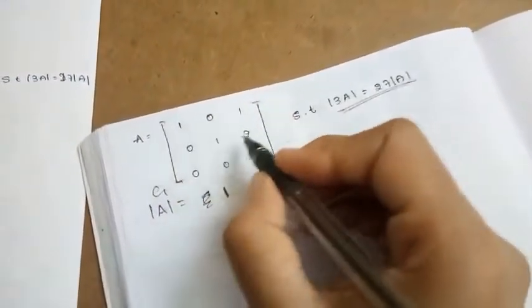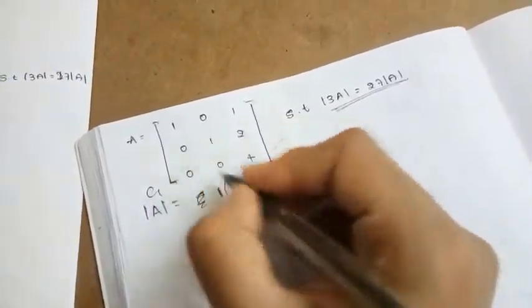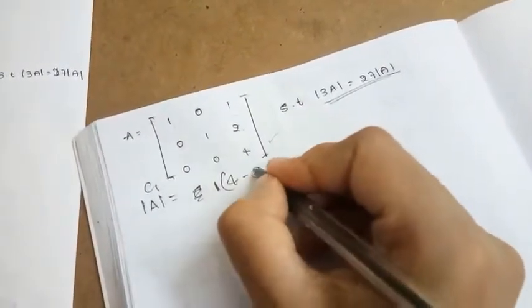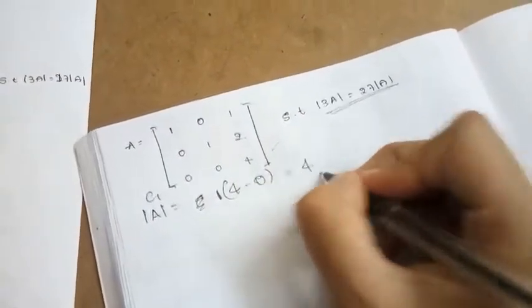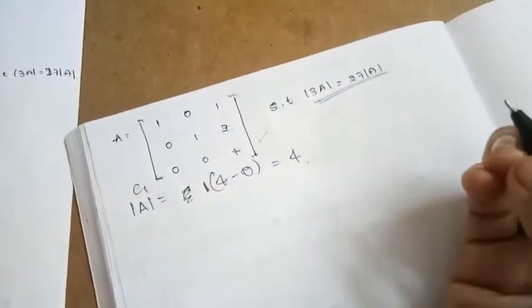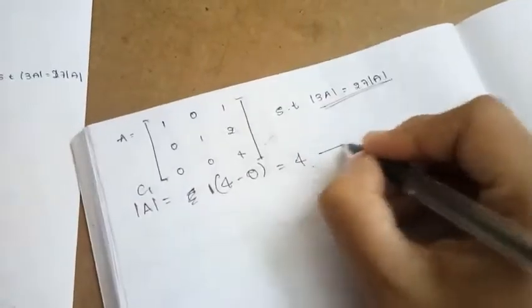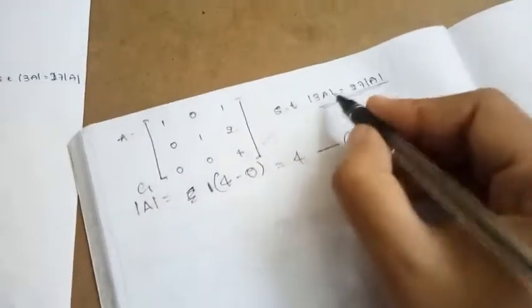After neglecting that one, the remaining element is these 4, so it is nothing but 1 into 4 minus 2 into 0, so the determinant value of A is 4. So I got the determinant value of A. Okay, I will call it equation 1.